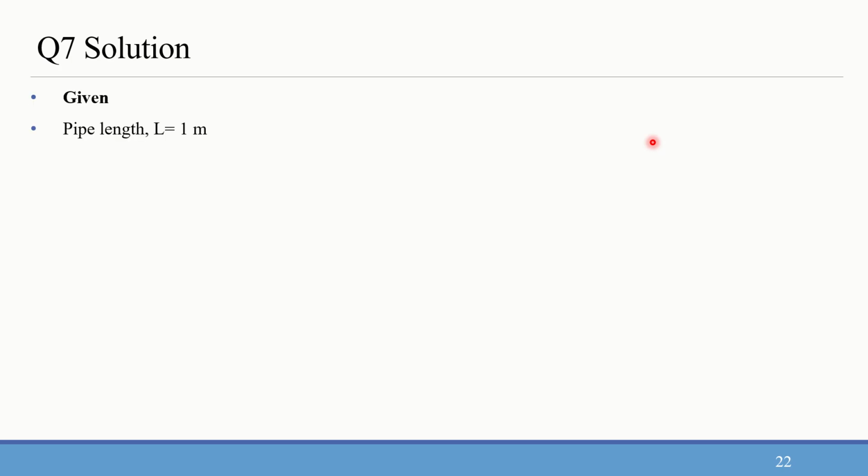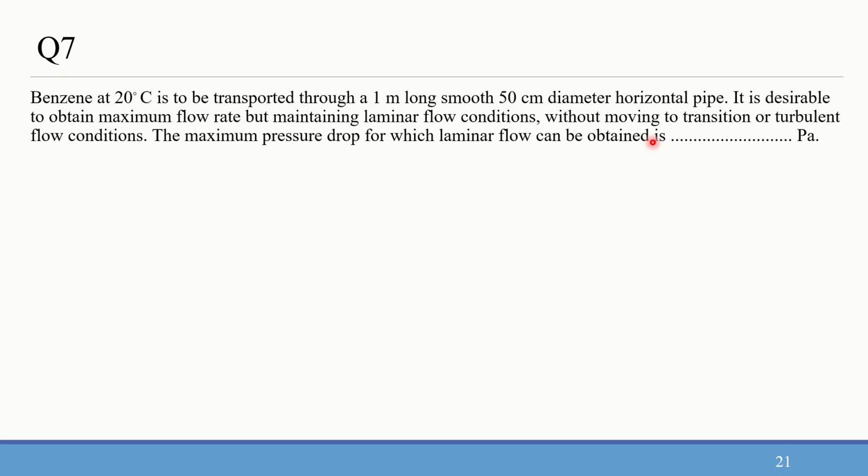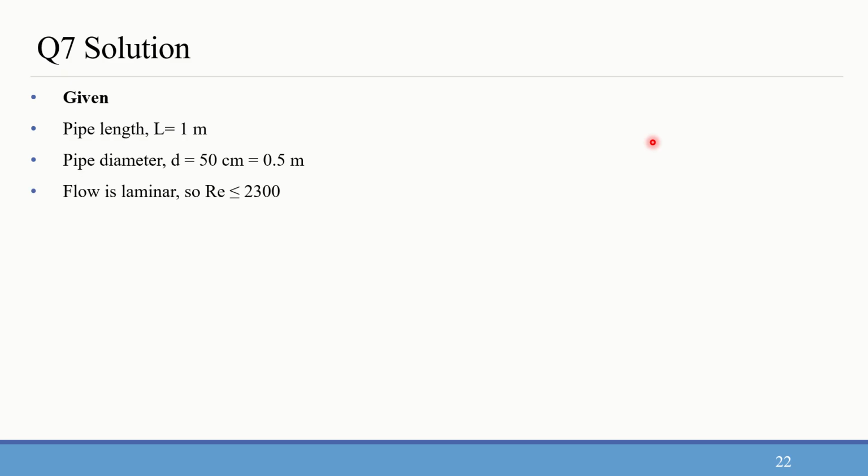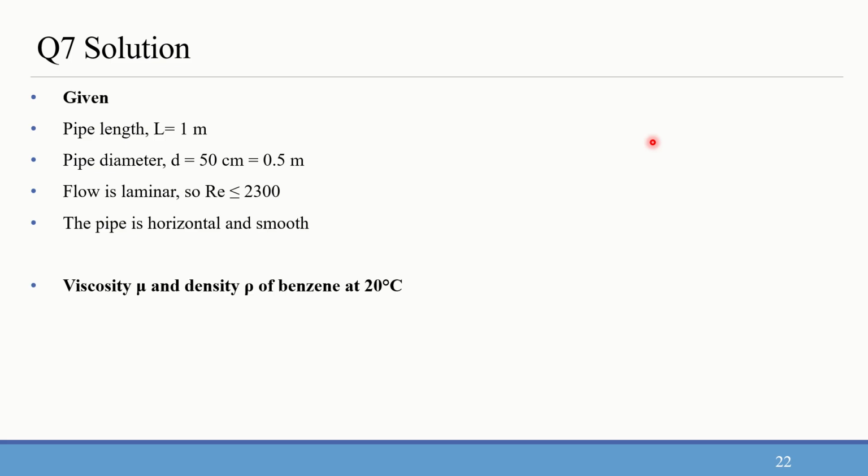What is given? Pipe length is given as 1 meter. It is similar to the problem which we saw, just the numbers are different, so the procedure is the same. Solution: pipe length is 1 meter, pipe diameter is 50 centimeter or 0.5 meters. Flow is laminar, so the Reynolds number is less than or equal to 2300. The pipe is horizontal and smooth. And the viscosity and density of benzene at 20 degrees Celsius we have to take from some standard reference.